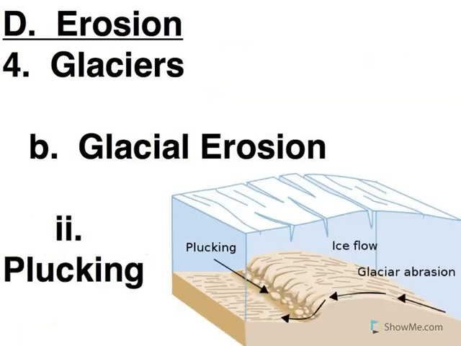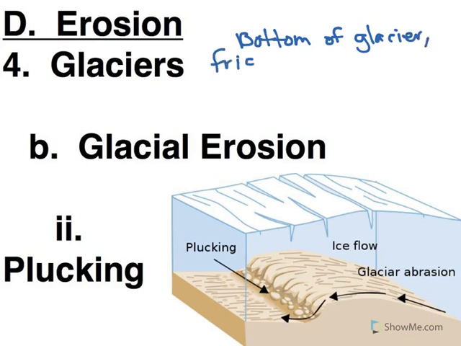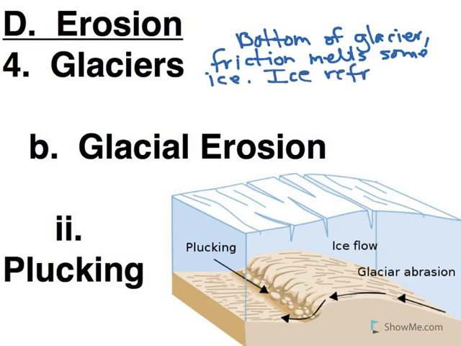Another way that a glacier causes erosion is through what's called plucking. At the bottom of the glacier, because there is friction, that friction will melt some of the ice. The ice then refreezes around the rocks that are in the ground.